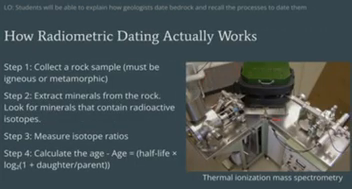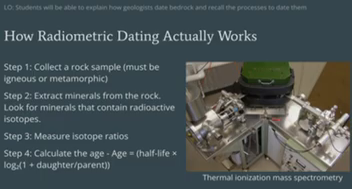In order to calculate the age of a rock, geologists must collect a rock sample that is either igneous or metamorphic. Then, they must extract minerals from the rock, specifically looking for minerals that contain radioactive isotopes. Next, you have to measure isotope ratios, which can be done by counting the number of parent versus daughter atoms. This can be done by using sophisticated instruments like mass spectrometers.